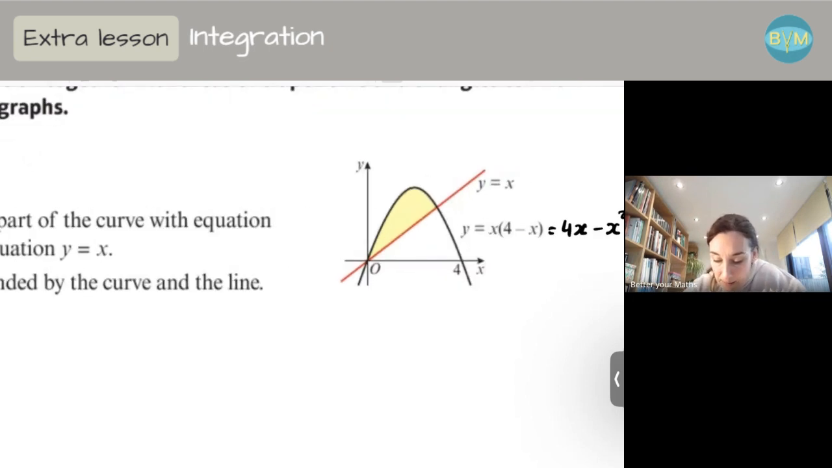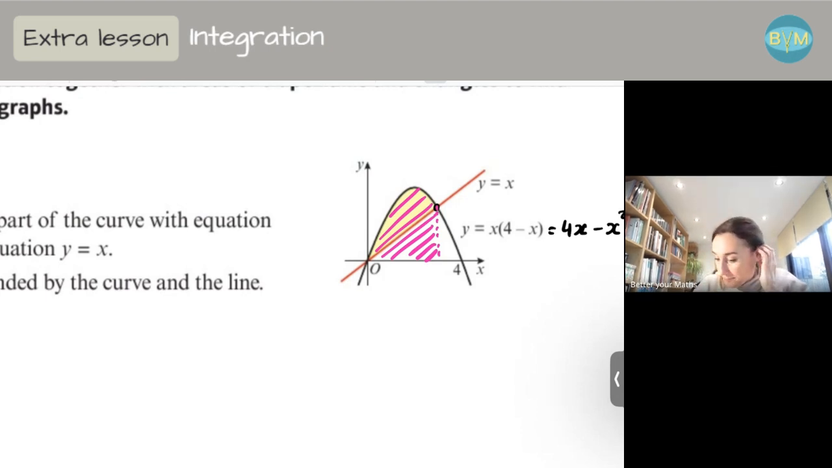If I integrate my quadratic, I'm going to find this area, always the area under the curve. And then I'm going to subtract this triangle to find the yellow one. The area under the graph is going to be the integral of this function between 0 and the point of intersection. I'm going to stop here.